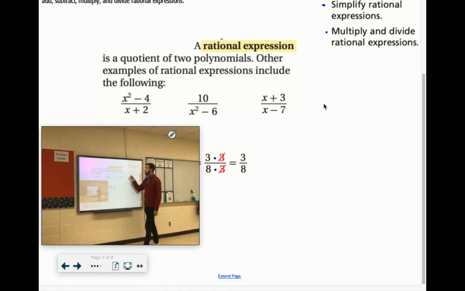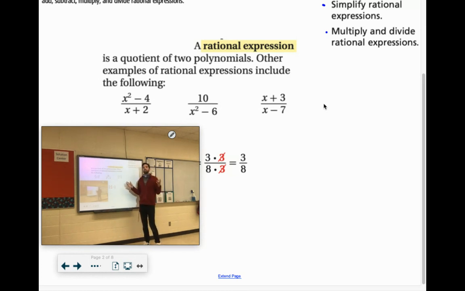So these are examples of rational expressions. Expression means there's no equal sign, otherwise it'd be an equation. But you'll have stuff like x squared minus 4 over x plus 2, or 10 over x squared minus 6. So we're going to simplify these with all kinds of the tricks that we know. Very fun. A lot of factoring.